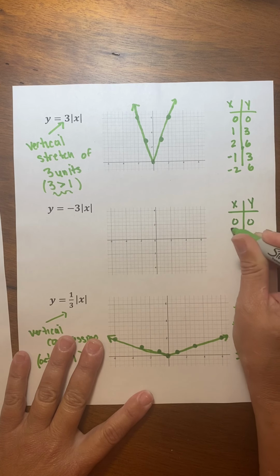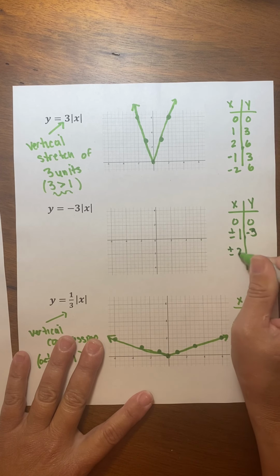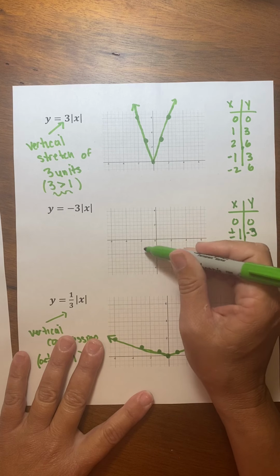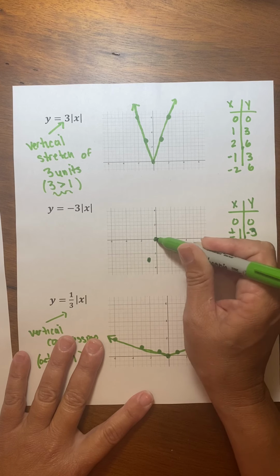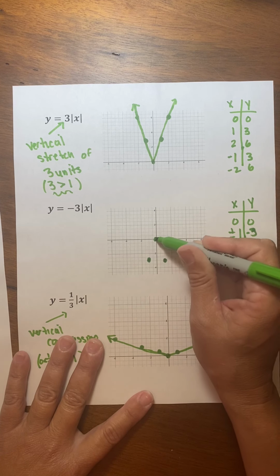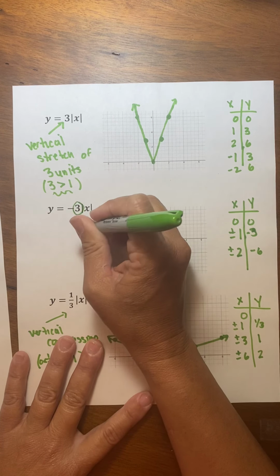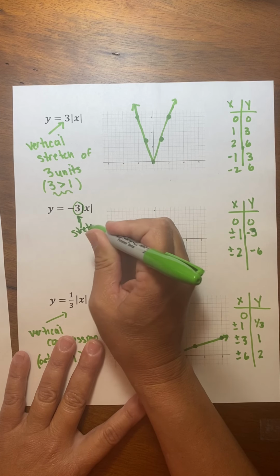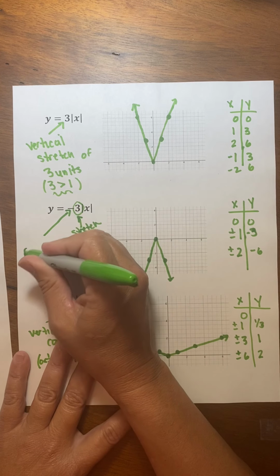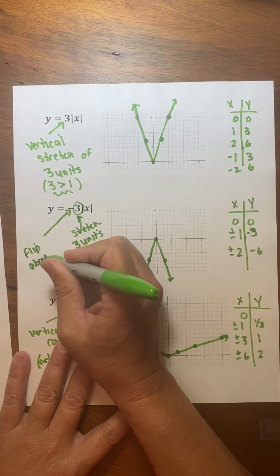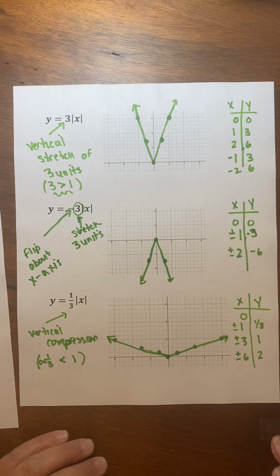So at 0, we're at 0, positive or -1, we're going to be at -3, positive or -2, we're going to be at -6. So here we're going to be, oops, I'm going to be way off. So positive and negative 1, I'm already way down here at negative 3. 0, negative 3. 2, I'm already way off my graph. I didn't give myself enough room, right? So here, this is going to be a stretch of 3. So stretch 3 units, and the negative sign is going to flip it about the x-axis.